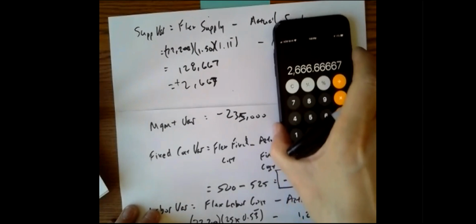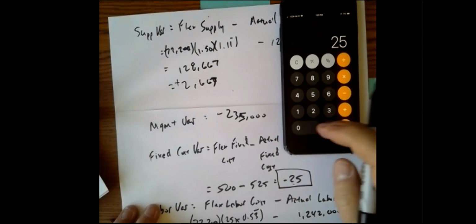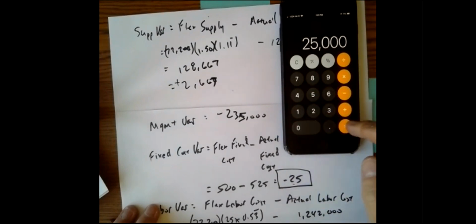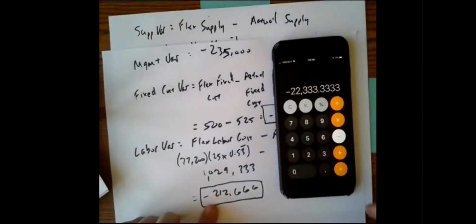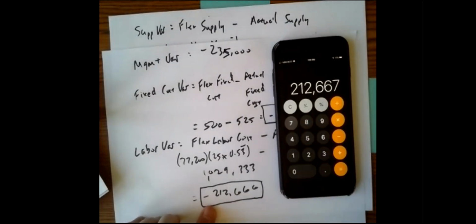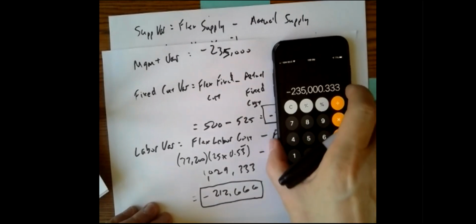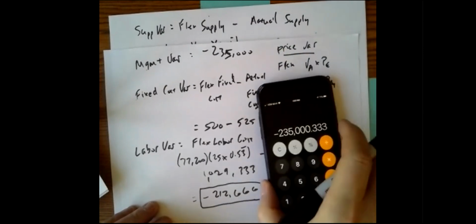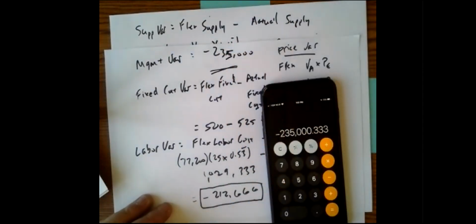2,667. So if we add all those up now, we've got plus 2,667 minus 25,000 for our fixed cost variance, minus 212,667, gives us minus 235,000 with a little bit of rounding error. And note that totals back up to our management variance.